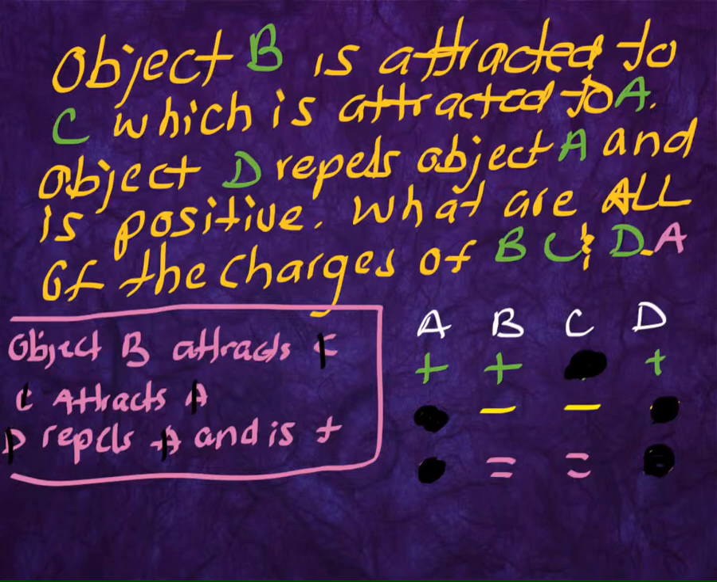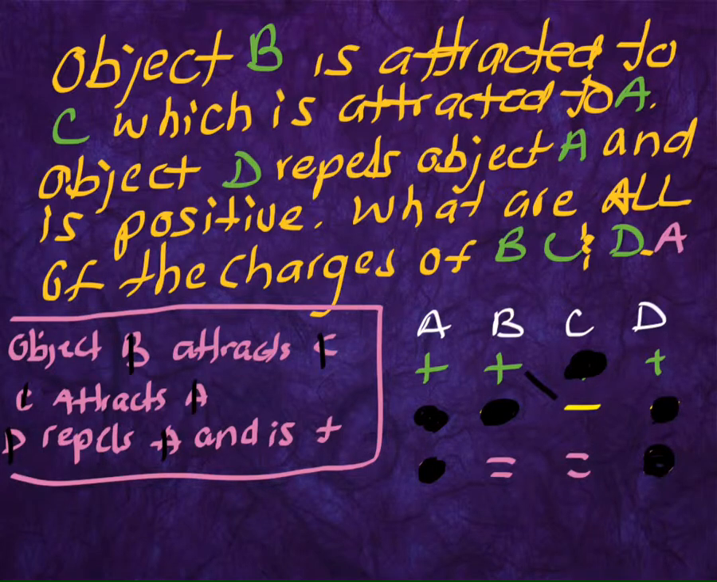Now it says object B attracts C. Well, if B is attracted to C, then you know it can't be negative, right? You know that because that combination will never work. If a negative and a negative come together, then it's going to repel. But this could be attracted to C in that way, and it could also be attracted in that way. So that's the best we really can do. We have tried our hardest, and that's the best we can do.